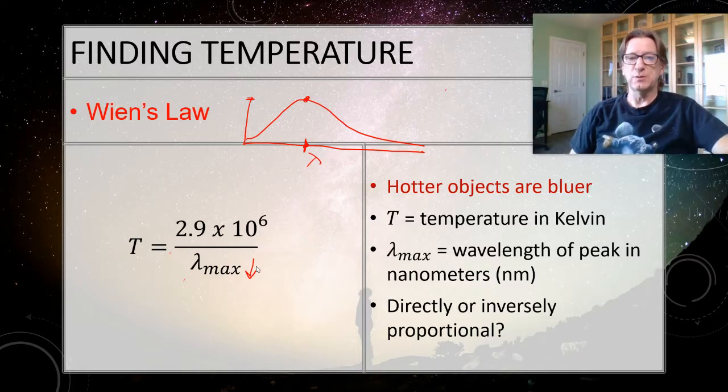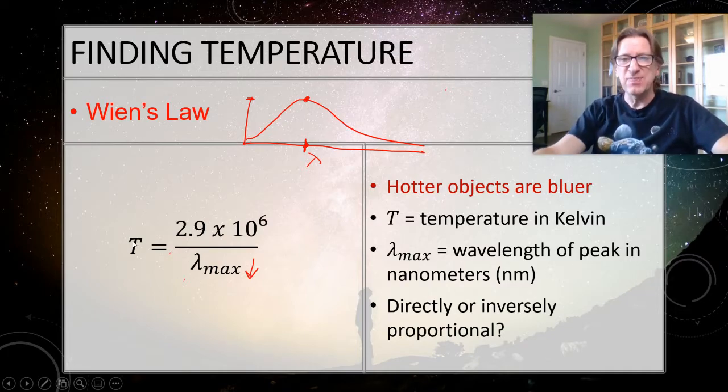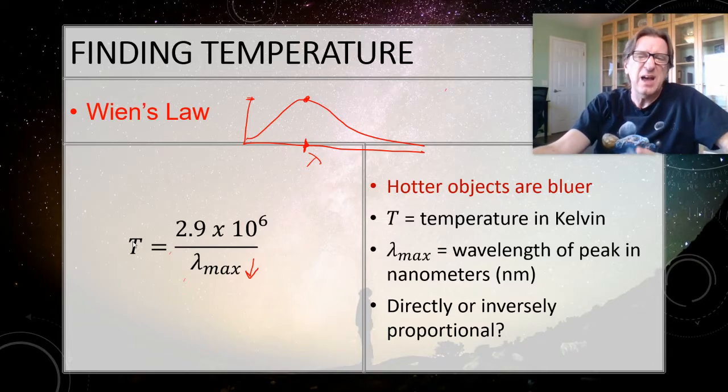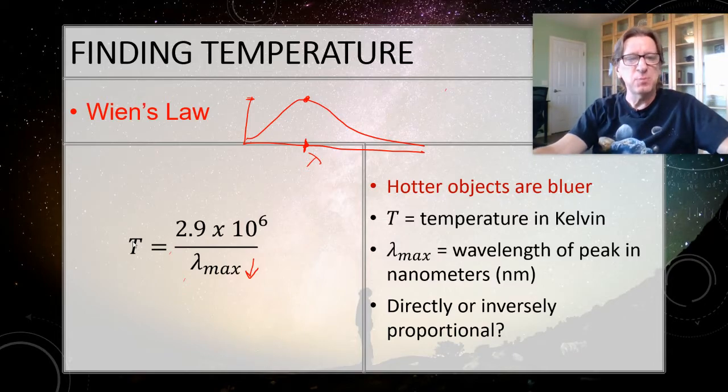Hotter objects are bluer. So this formula here doesn't say anything more than what we've been saying in words. Remember, don't get lost in the math. The math is not the science. I am much more interested in you learning the science than the math. Yeah, I want you to do the math, but it's important that you understand the concept behind it. So literally, all this says is hotter objects are bluer.